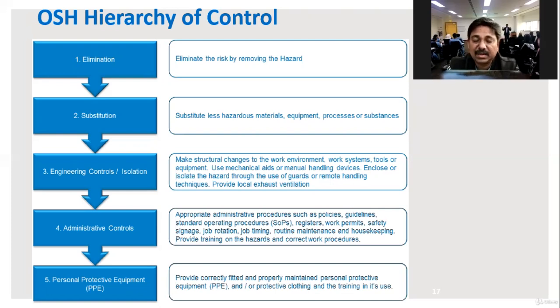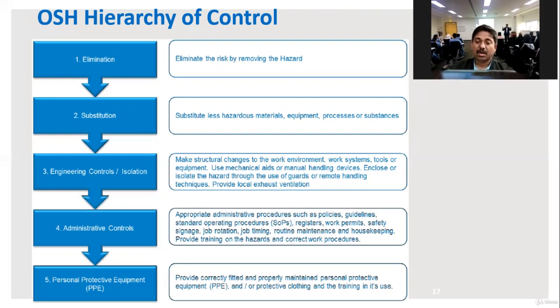Engineering control, as I said, when there is a noise, we are applying a glass covering to that noisy area. That is called engineering control. So make the structural changes to work environment, work system, tools, equipment, use mechanical aids or manual handling devices. Enclose or isolate the hazard through use of guards, remote handling techniques, provide local exhaust ventilation. Suppose you have smoke in the room where you are working, you have to use the local exhaust ventilation where this exhaust fume will be going away from your area. It will not come to your room. This is called engineering control isolation.